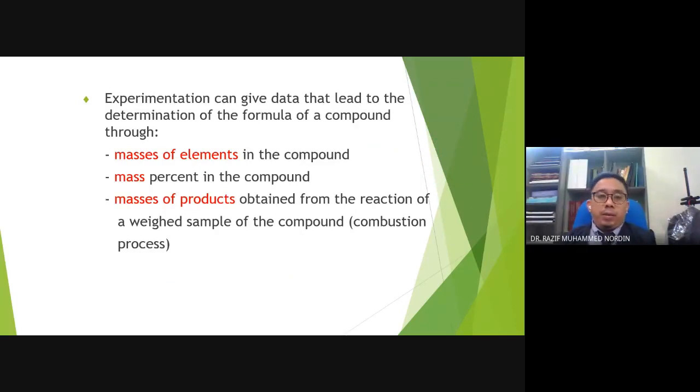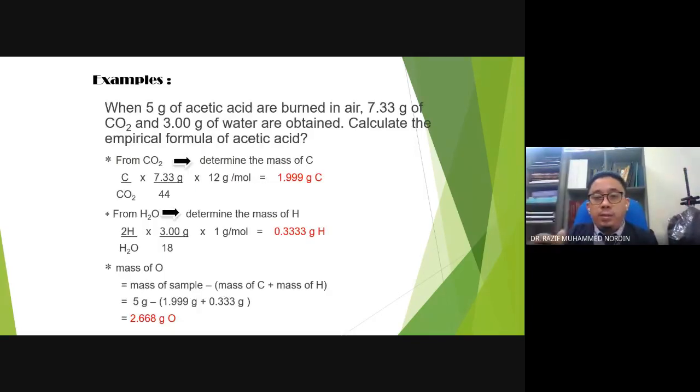From experimentation, you can give data that will lead you to determine the formula of the compound through the mass of elements in a compound, the mass percent in a compound, and the masses of products obtained from reactions by weighing a sample of the compound in the case of a combustion process. This is another example whereby 5 gram of acetic acid is burned in air, 7.33 gram of CO2, carbon dioxide, and 3 gram of water are obtained. And then you need to calculate the empirical formula for acetic acid.